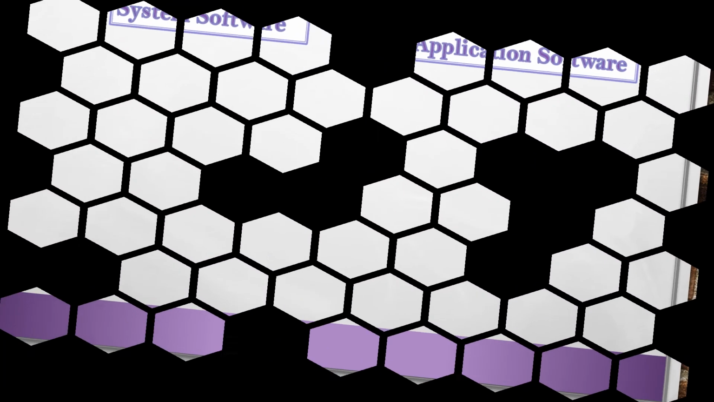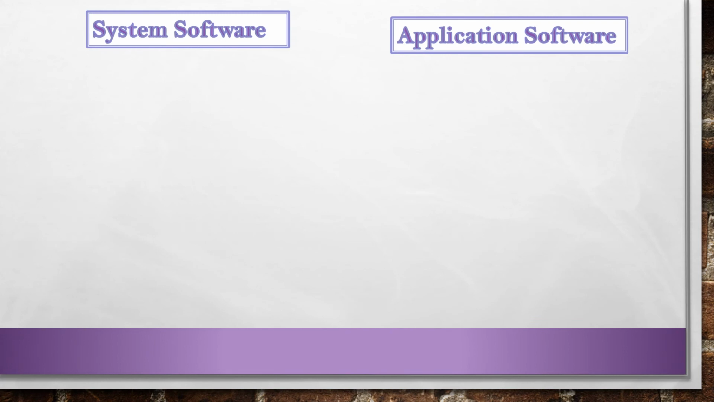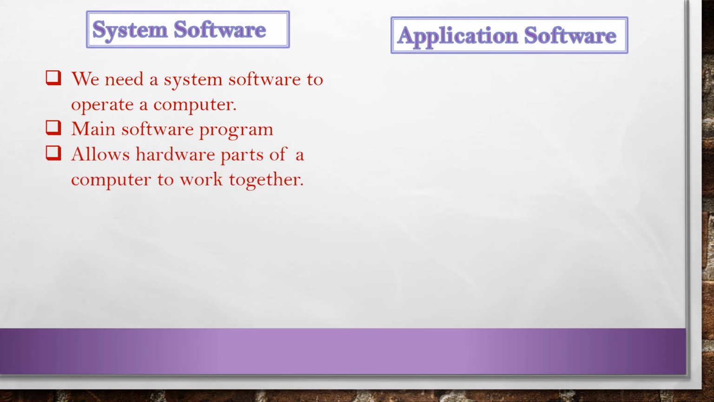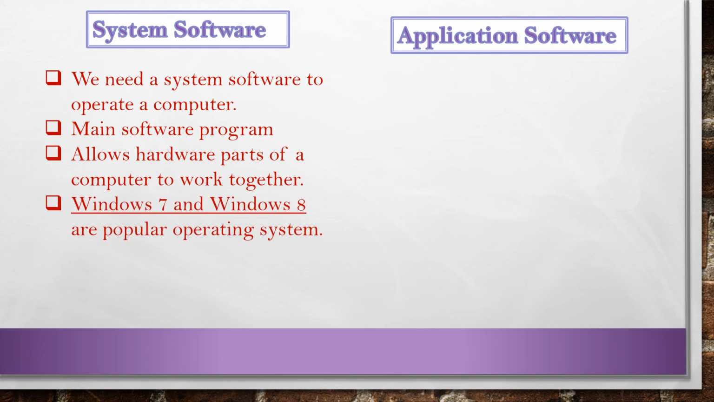Now we will see software. I told you there are two kinds of software, system software and application software. First one is the system software. We need a system software to operate a computer. System software is the main software program. As we need a driver to drive a car, we need a system software to operate a computer. So it is the main software program. System software allows hardware parts of a computer to work together.